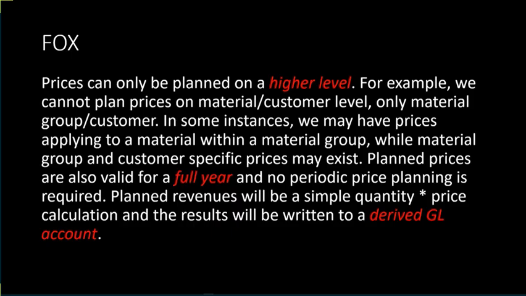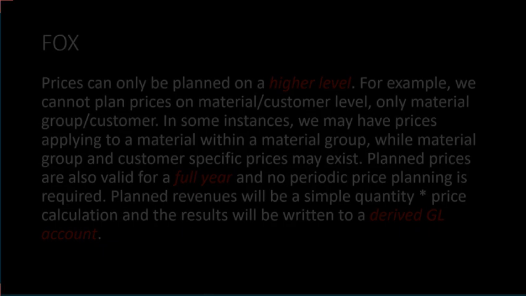Planned revenues will be a simple quantity times price calculation, and the results will be written to a derived GL account. From this requirement, we need to do a few things with the code. We have a sequence in which prices must be determined. First, we check if a material group and customer-specific price exist. If not, we apply the material group price. We need to write the results of the calculation against the GL account. The GL account is derived from the account assignment of the customer.